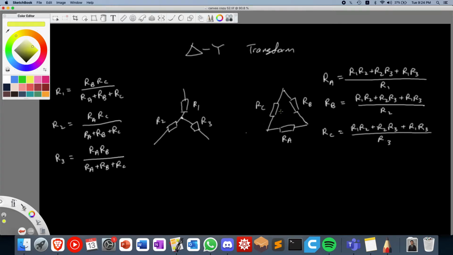Hey guys, the Survives here, and today I'll be talking about the delta-Y transform, and I'll be going through the derivation as well as the motivation for each step in the derivation. So, what is a delta-Y transform?